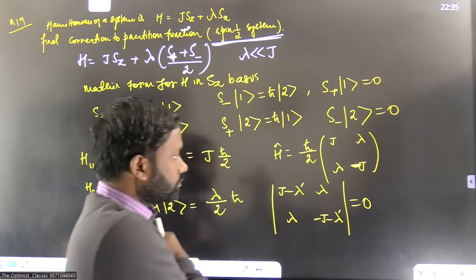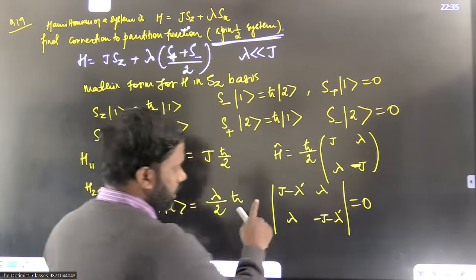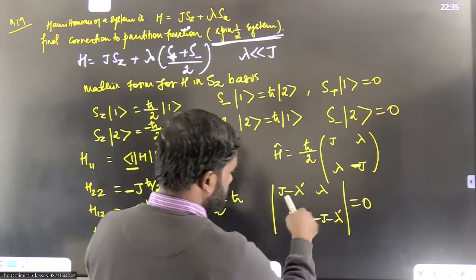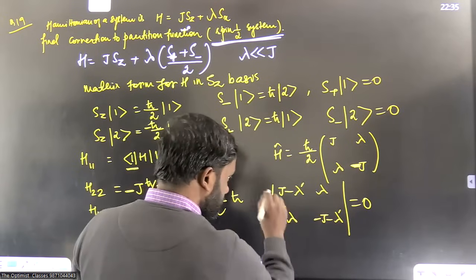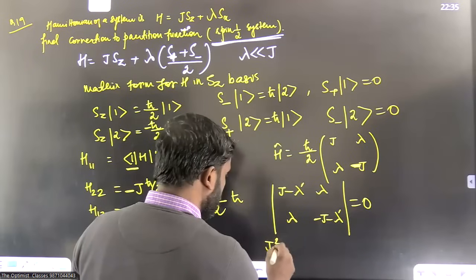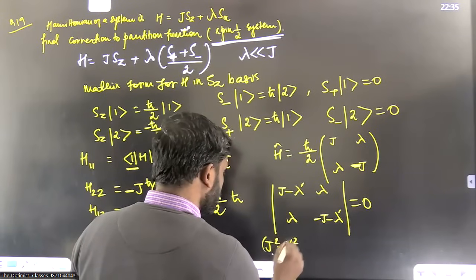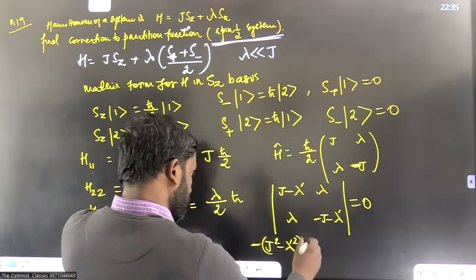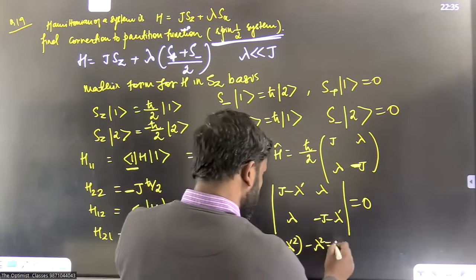That is 0. All right. So now let's calculate this lambda primed, which is the eigenvalue. Okay, so let's multiply it. When you multiply this, you get J square minus lambda primed square, and there will be a minus sign common here. Minus lambda square, that is equal to 0.